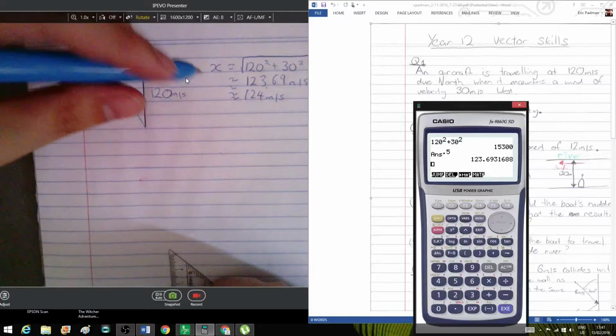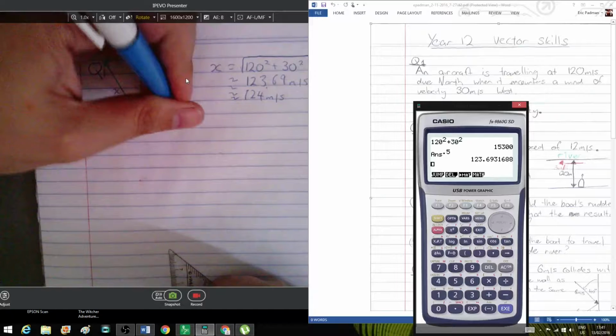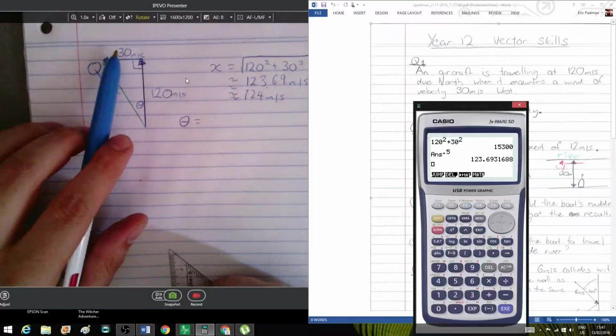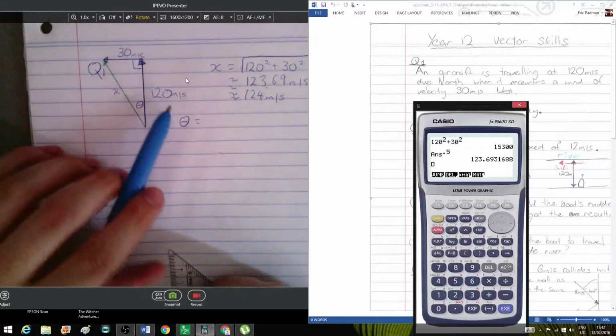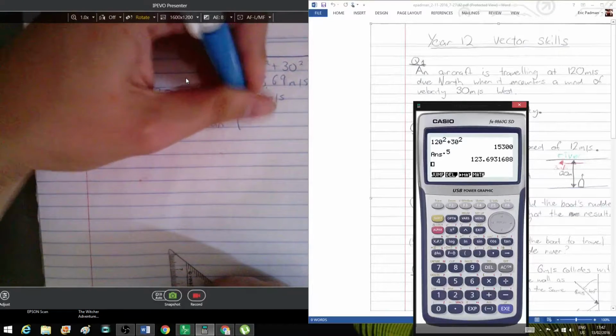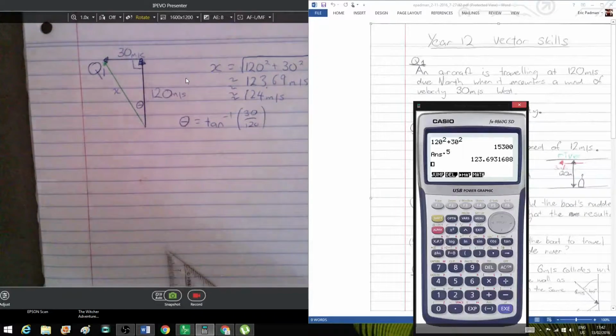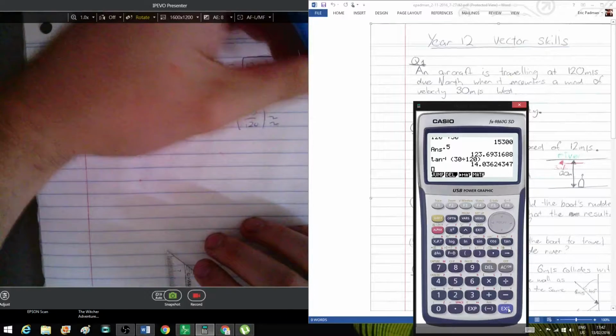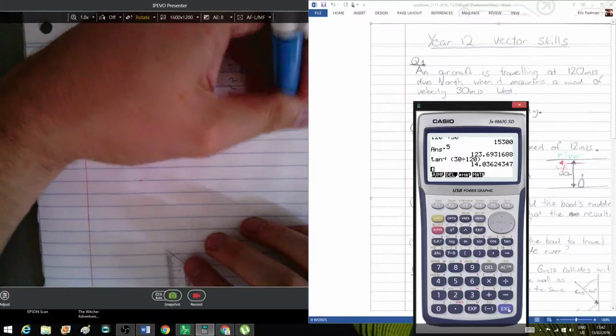And I also need to work out the direction. You can do that with opposite and adjacent, so tan theta equals opposite over adjacent, thereby theta equals inverse tan of opposite over adjacent. So about 14 degrees, but I've rounded to 3 significant figures, so that will be 14.0.